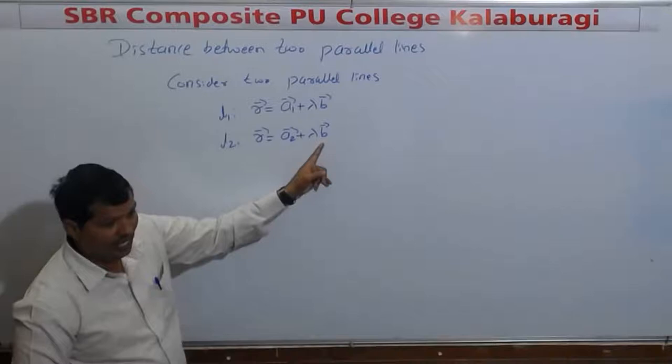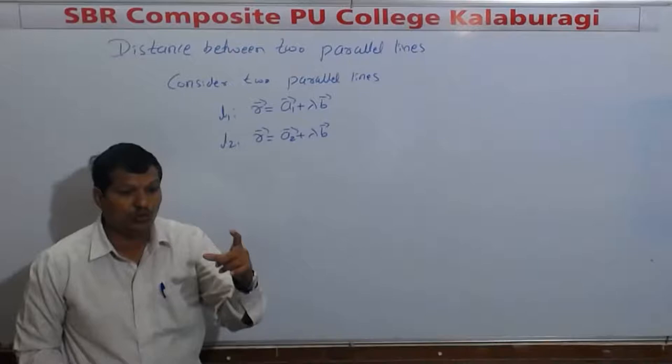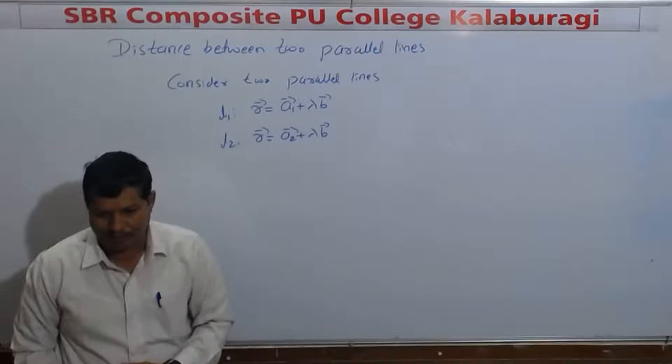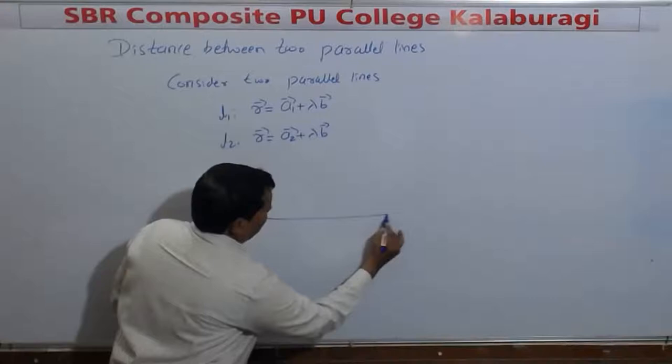Only you take b. Okay, in the examination they will not ask to find the distance between two parallel lines or the distance between two skew lines directly. You only decide whether they are parallel or skew lines sometimes. Okay, if these vectors are the same, they are parallel. If they are not the same, they are skew lines. Okay, now see here. I will take this line L1 and this line L2 again, same.